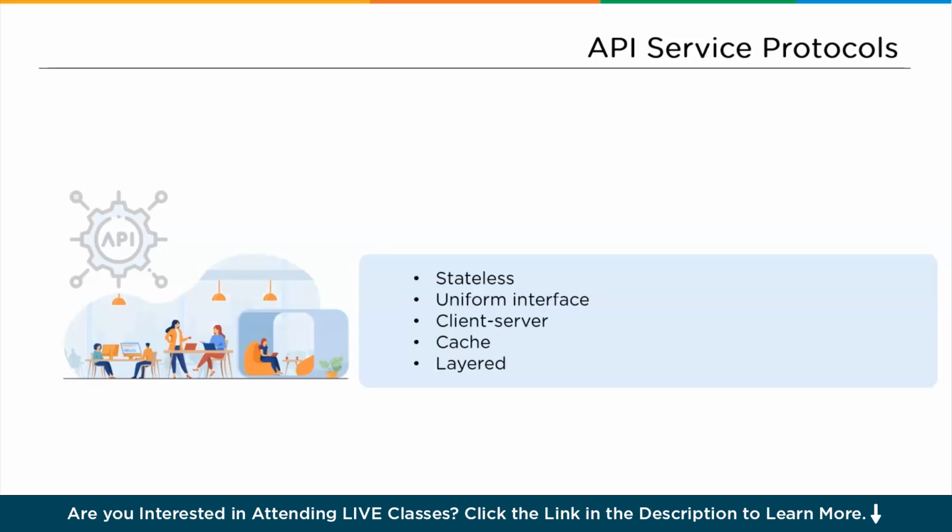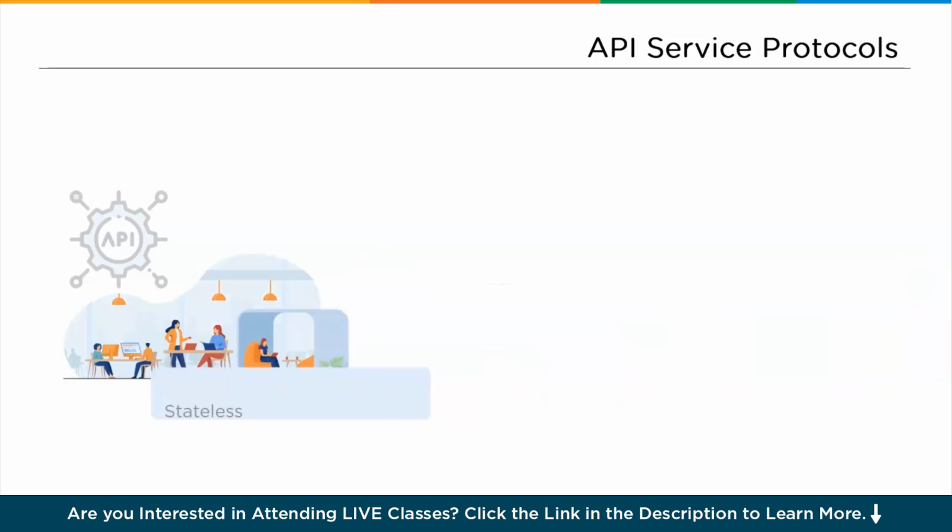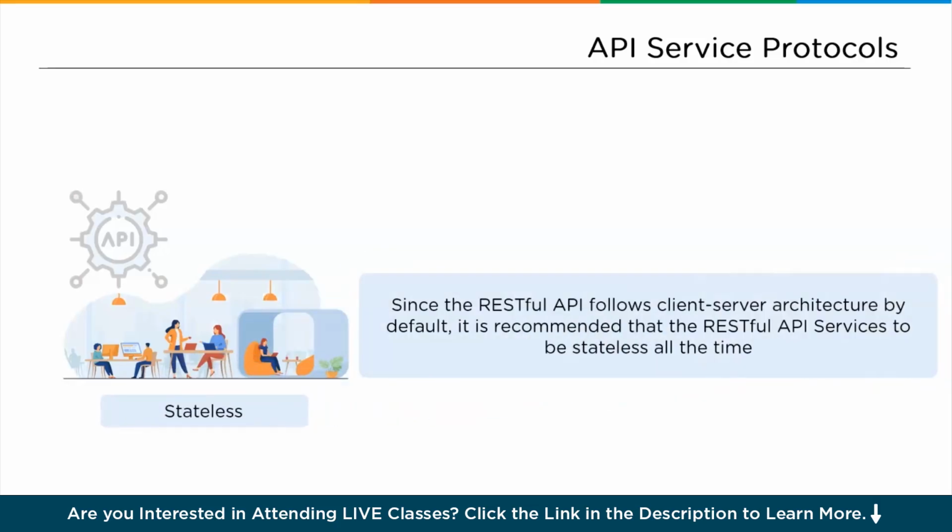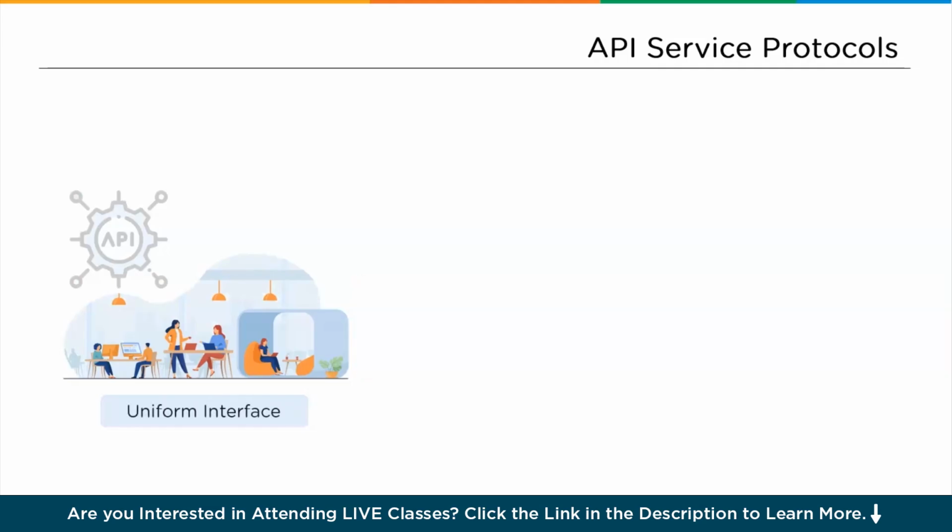First, we will discuss stateless. So what exactly is stateless? Since the RESTful API follows client-server architecture by default, it is recommended that RESTful API services be stateless all the time. Next, we have the uniform interface.